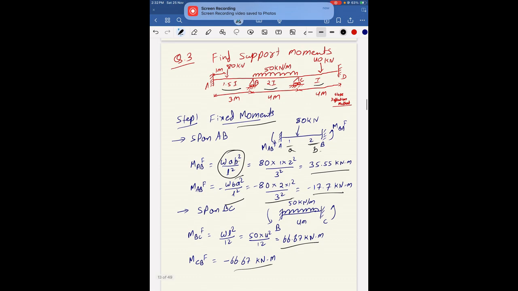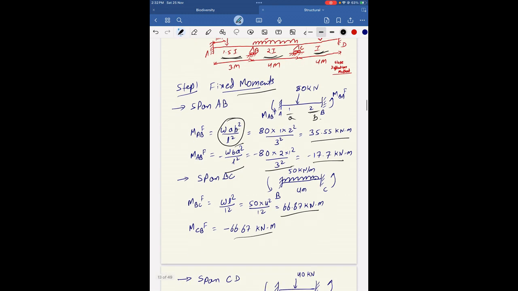Now we will see question number 3. In this question we have A and D as fixed supports, and B and C as pin roller supports, and the moment of inertia varies. So for the first step we have to find the fixed-end moments.